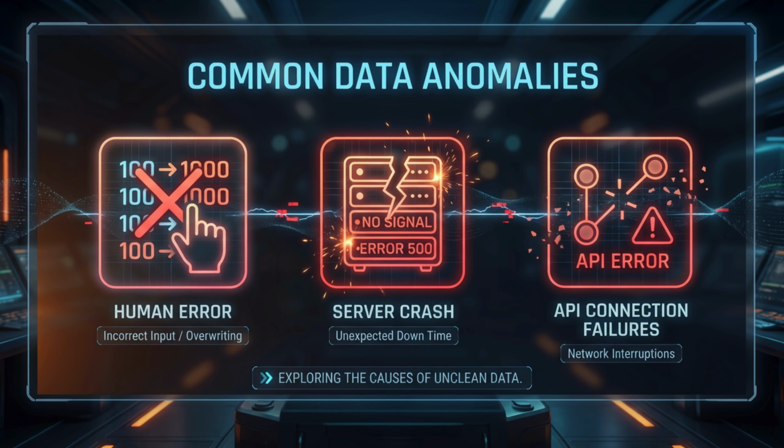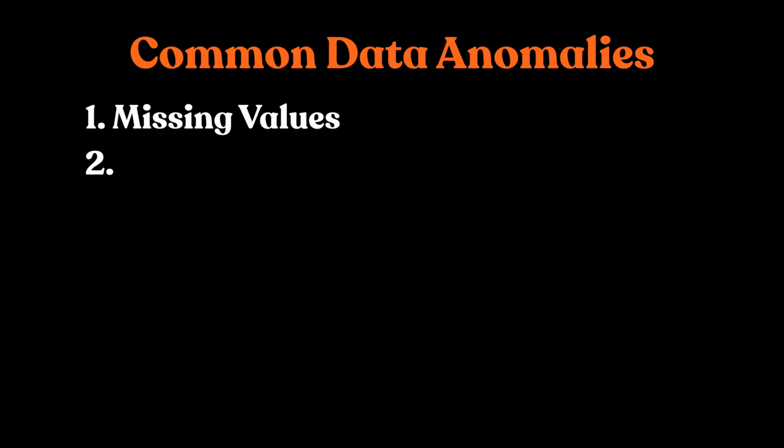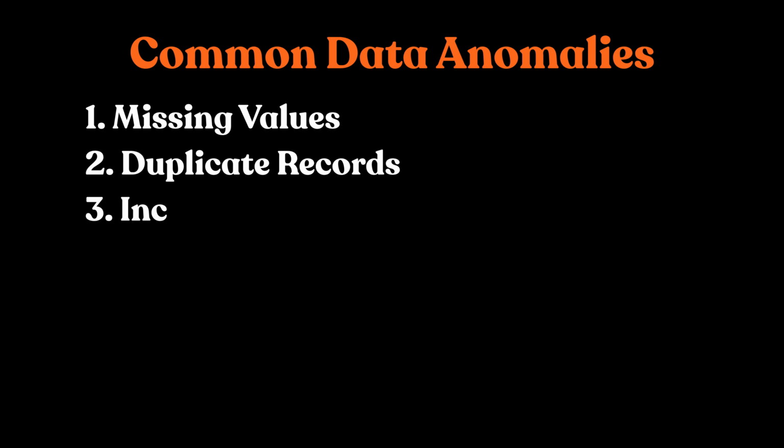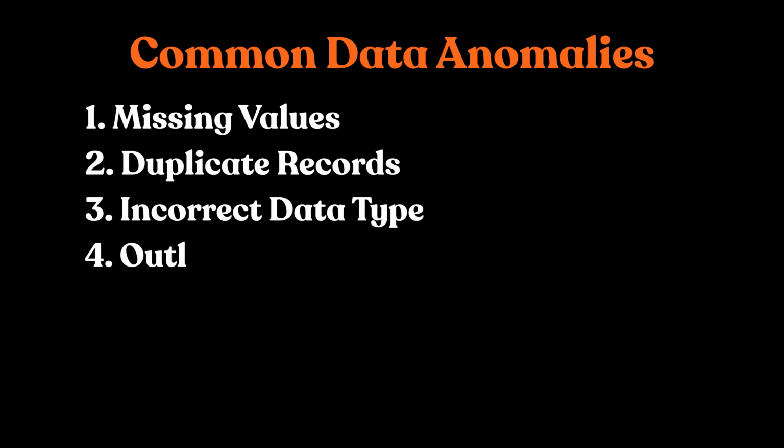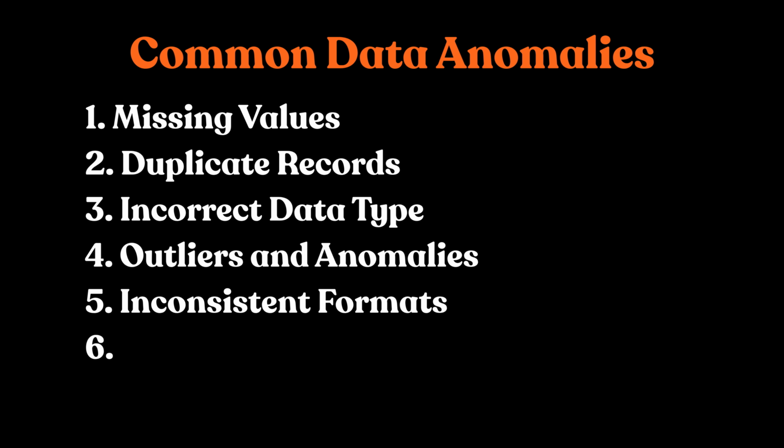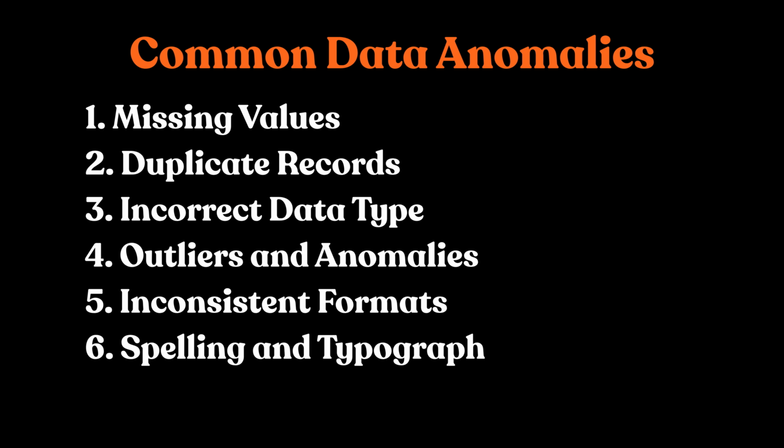Before we clean data, we need to understand how it gets dirty. Data quality issues usually stem from human entry errors, system pipeline failures, or bad integration during collection. Some of the most common data quality issues are missing values, duplicate records, incorrect data types, outliers and anomalies, inconsistent formats, spelling and typographical errors. Now let's understand them one by one.